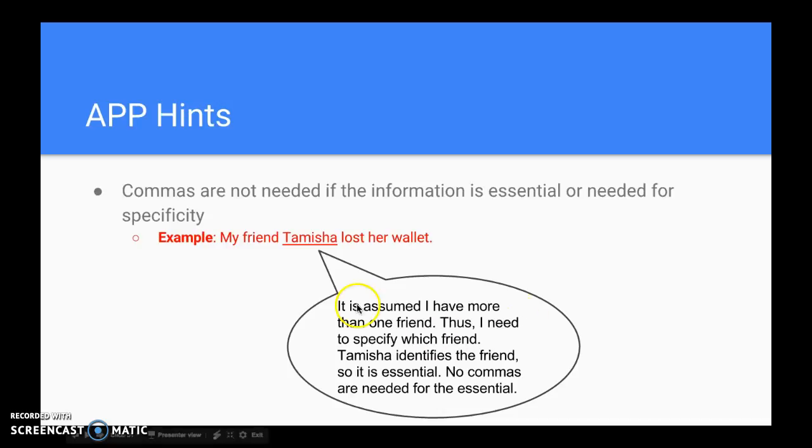Take a look at this example. My friend Tamisha lost her wallet. As it says here, it's assumed I have more than one friend. Therefore, I need to clarify who that friend was so someone doesn't think it was Bill or Bob or one of my other friends. So commas in this case aren't necessary because this information right here is essential. If I only had one lone friend, Tamisha, and everybody knew that, then I could put commas here. But that's just too confusing. I have several friends, and because I need to distinguish that and make this essential, I don't put a comma there.